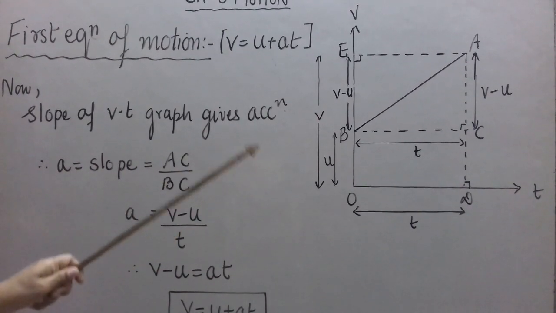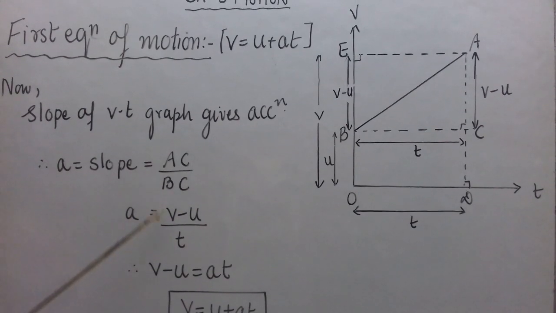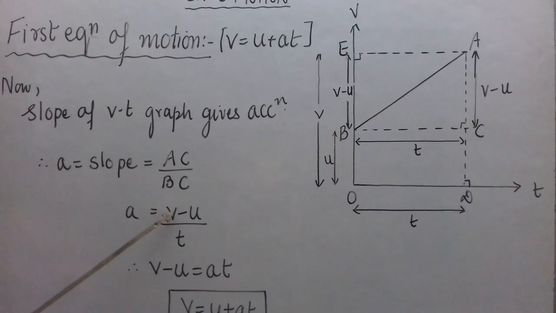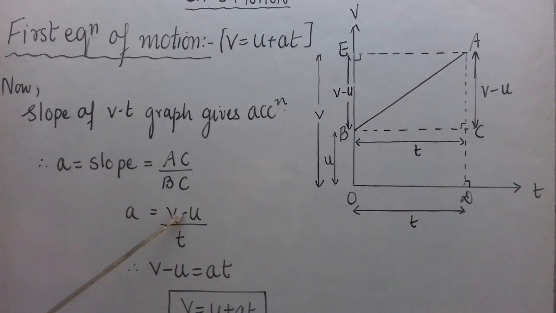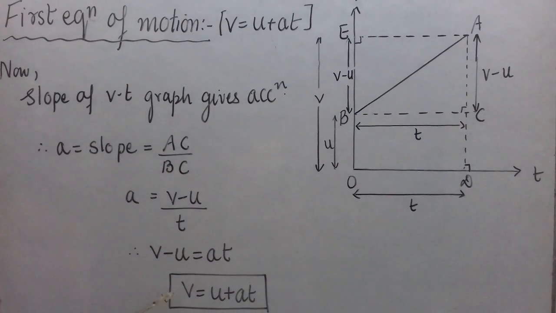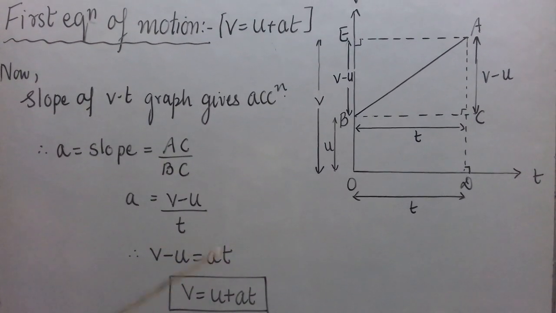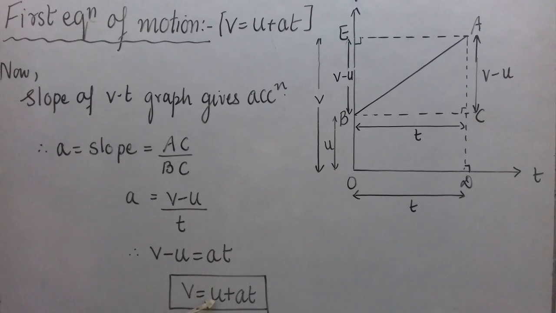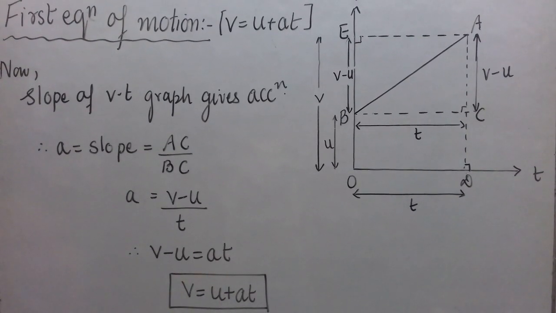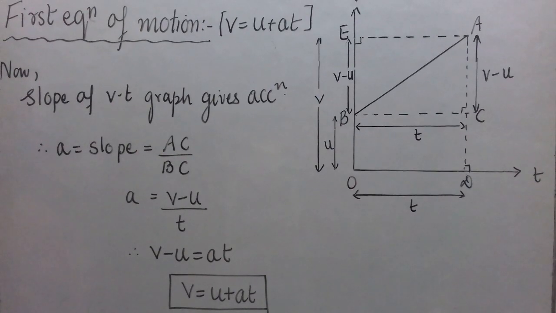And from the diagram, we can see that AC is V minus U and BC is T. So simplifying this, V minus U is equal to AT. And thus, taking U on the other side, we get V is equal to U plus AT. This is nothing but our first equation of motion.